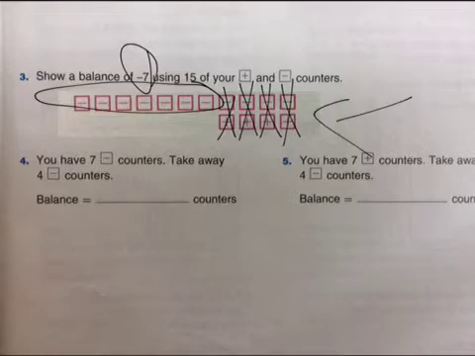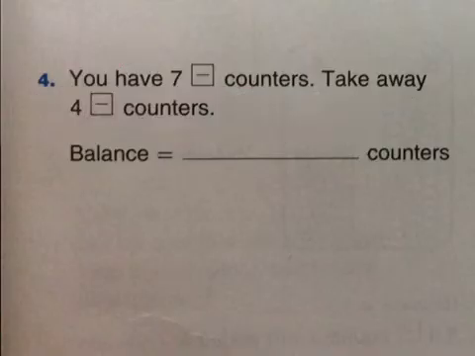Continuing on with number 4. You have 7 negative counters. I will not draw the boxes because it takes me a while to draw them, but 1, 2, 3, 4, 5, 6, 7. You have 7 negative counters, and you take away 4. Take away means you remove them, you remove 4 of them. So it would actually be take away negative 4, which would be negative negative. If I were to write this, I would write it as so.